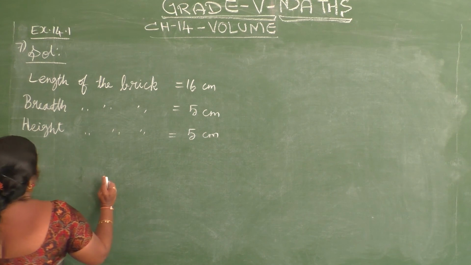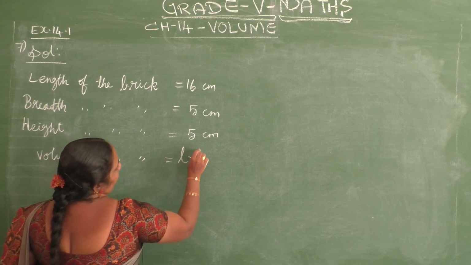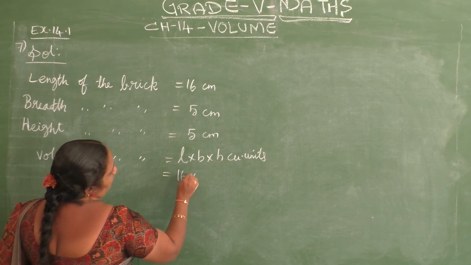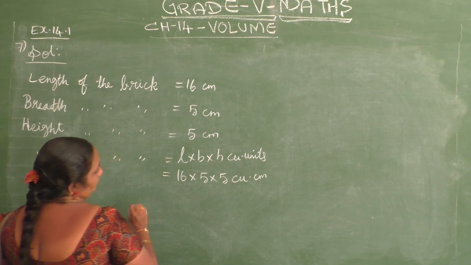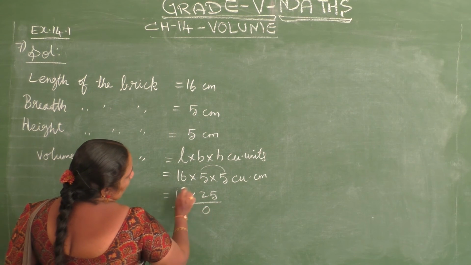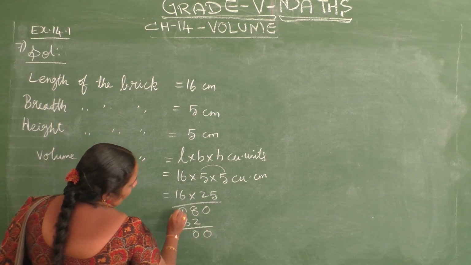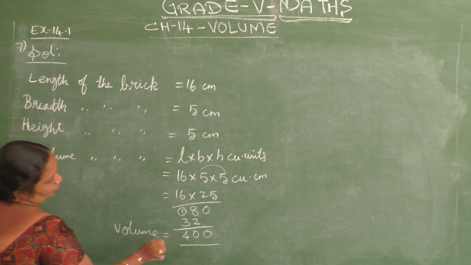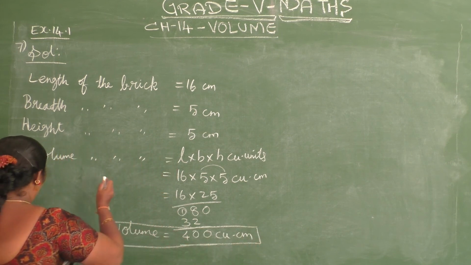Volume of the brick. Now we are going to find out the volume of the brick. How can we find out? Length into breadth into height, cubic units. Okay, length they gave 16 centimeter, breadth 5 centimeter, height 5 centimeter, so cubic centimeter. Okay, 5 5s are 25, so 16 into 25. Now you can multiply. 5 6s are 30, 1 5s are 5 plus 3 is 8, 2 6s are 12, 1 2s are 2, 2 plus 1 is 3, so 0, 10, remaining 1, 4. So 400. The volume of the brick is 400 cubic centimeter. We found out the volume of the brick, 400 cubic centimeter.